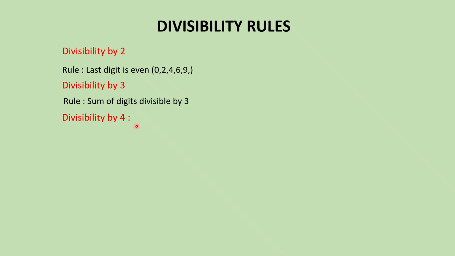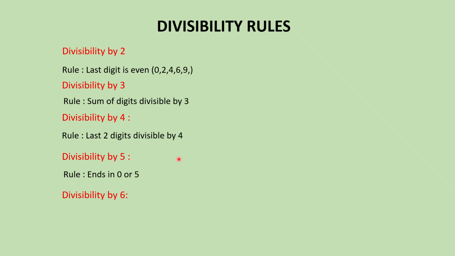Divisibility by 4. If the last two digits are divisible by 4, then the number is divisible by 4. If you are asked whether a number is divisible by 4, you have to check whether the last two digits are divisible by 4 or not. Now let's see divisibility by 5. If a number ends with 0 or 5, then it is easily divisible by 5. You all know it.